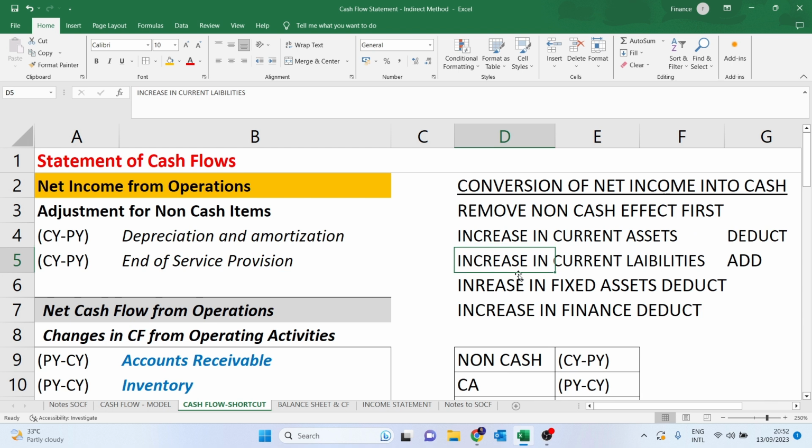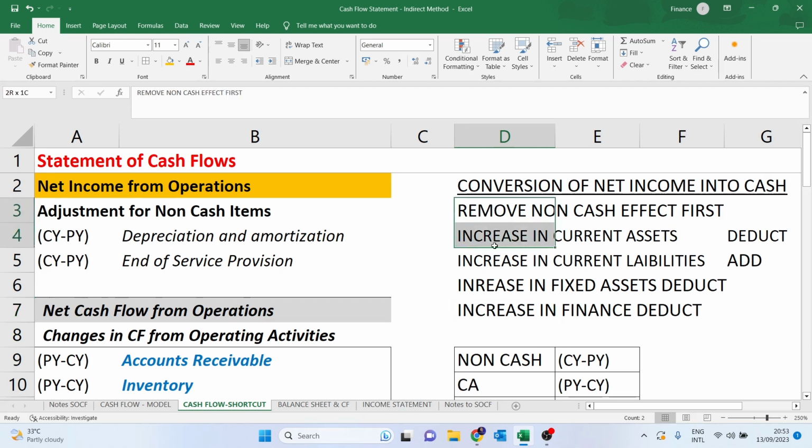In the same way for current liabilities, any increase you add and vice versa, a decrease you deduct. And any increase in fixed assets, same as current assets, you deduct, and a decrease you add. And in the financing, any increase you deduct, and any decrease you add.